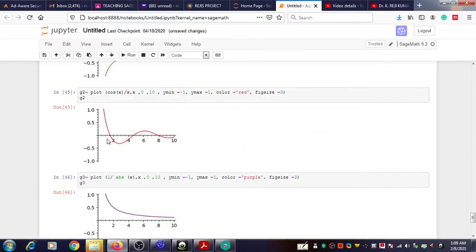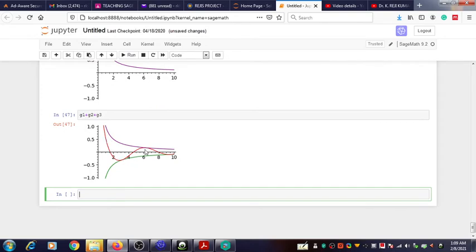You can see the curve of the function cos x by x. The curve of the function cos x divided by x is always in between the upper curve and the lower curve. The upper curve is 1 by modulus of x, and the lower curve is minus 1 by modulus of x. So these two functions have opposite signs, and the given function cos x by x is clearly between both functions.